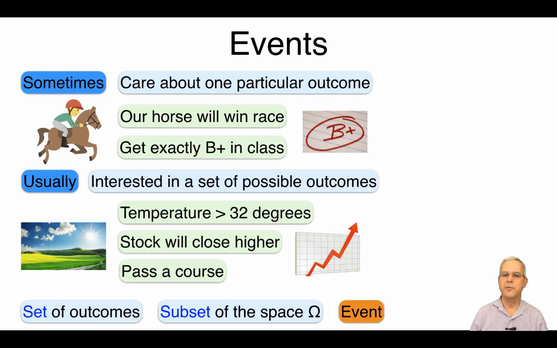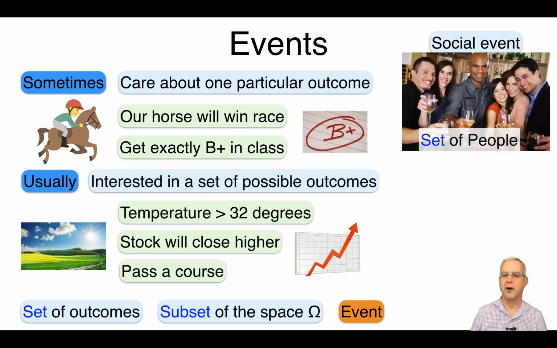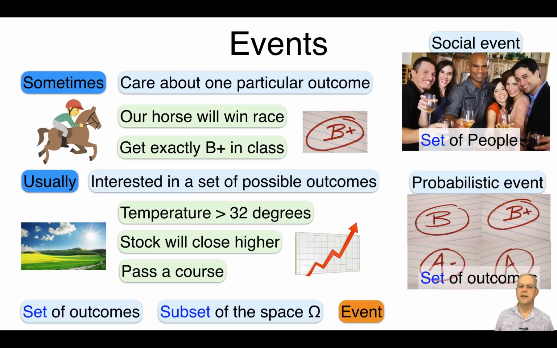So why do we call them events? Well, a social event is a collection of people, a set of people, and similarly, a probabilistic event is a set of possible outcomes, or in other words, a subset of the sample space omega.